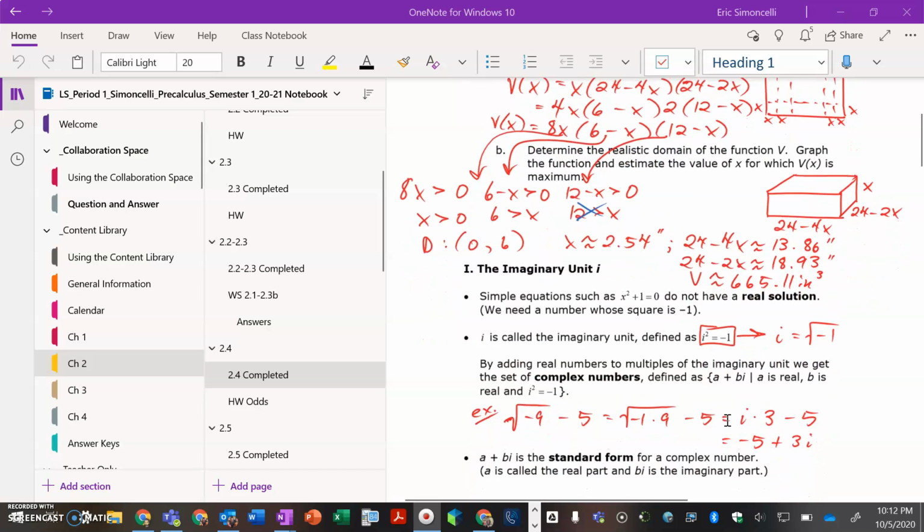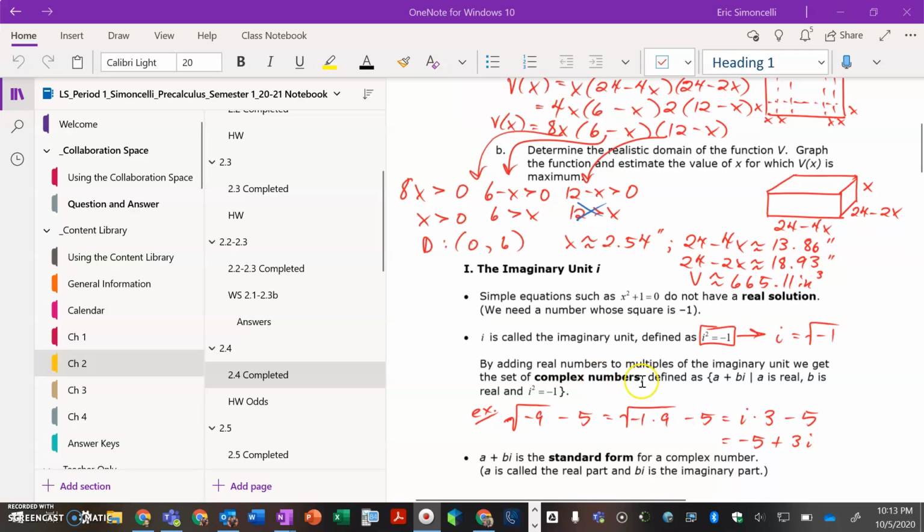Simple equations such as x squared plus 1 equals 0 do not have a real solution. We need a number whose square is negative 1. So we use i. If you recall from Algebra 2, i is called the imaginary unit, and it's defined as such: i squared equals negative 1. Or, if you're just looking at i on its own, we take the square root of both sides of this equation, and therefore i is equal to the square root of negative 1.